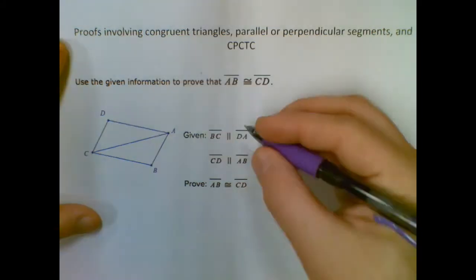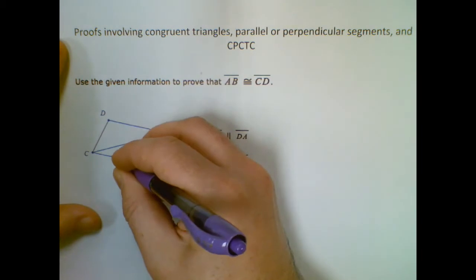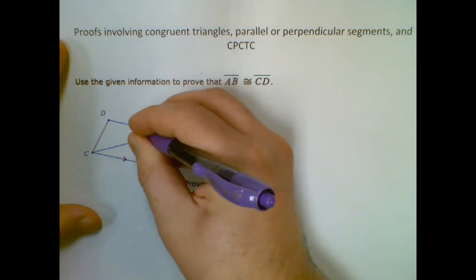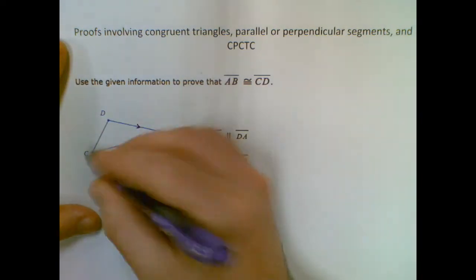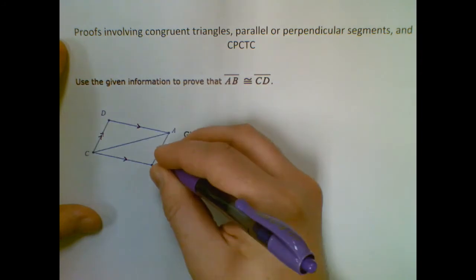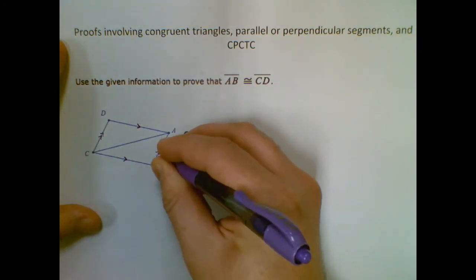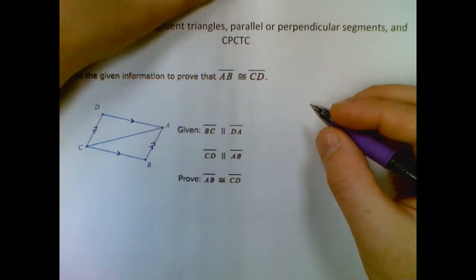So given BC down here is parallel to DA. Okay. And CD, left, is parallel to the right one. Okay, so these are different, so I'm going to use two arrows. Prove that AB is congruent to CD. All right, so let's see what we've got here.